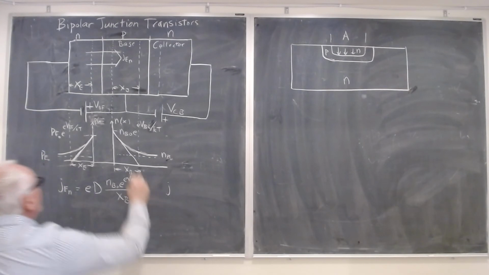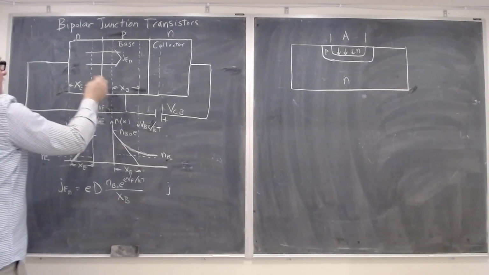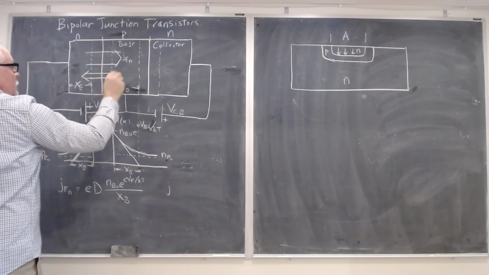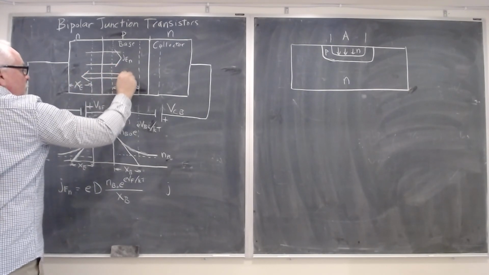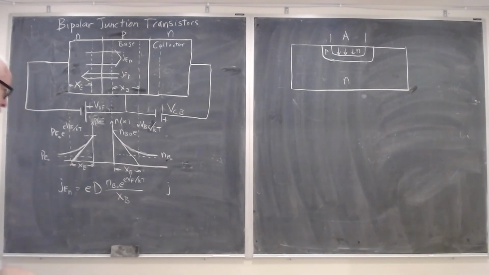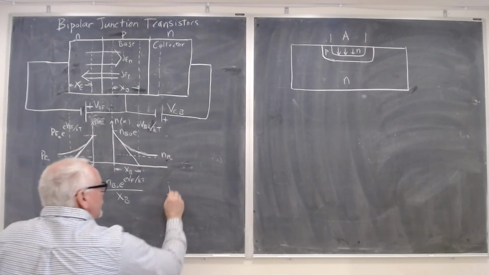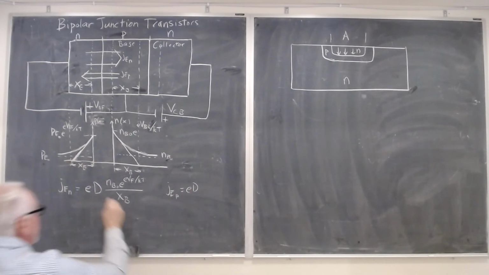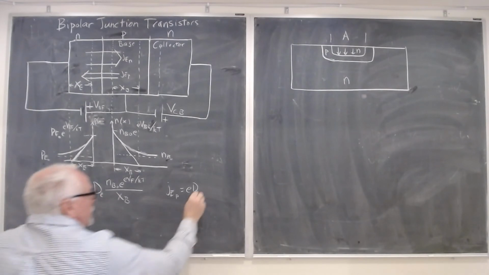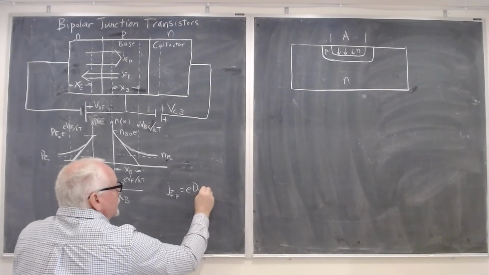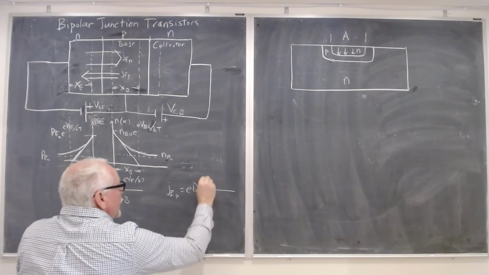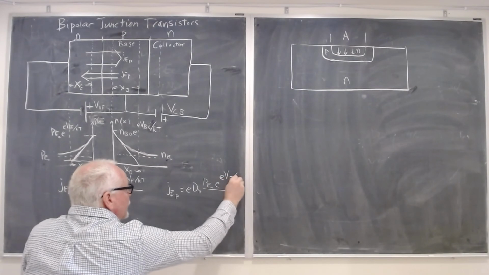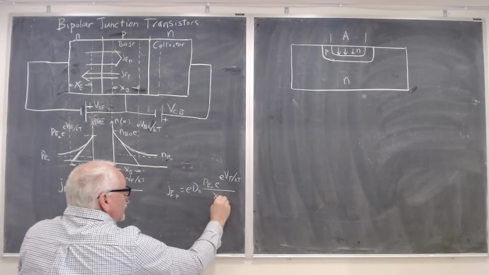And same thing for the holes being ejected from the base, and I'm going to draw that this way. J_E sub P, E B. Okay, I got to label this one as E. This one is H, this holes. Now this is P_E0 e to the eV_F over kT over X sub E.